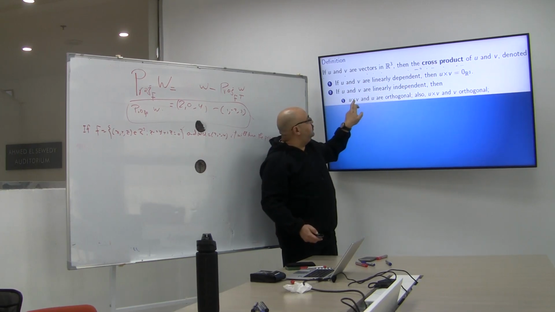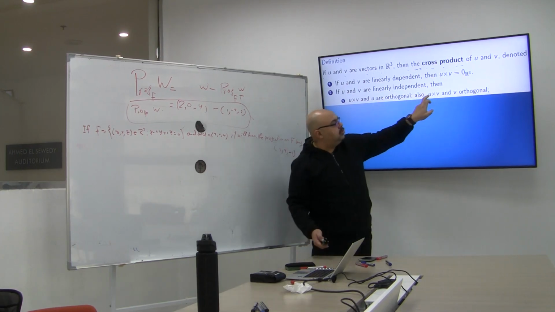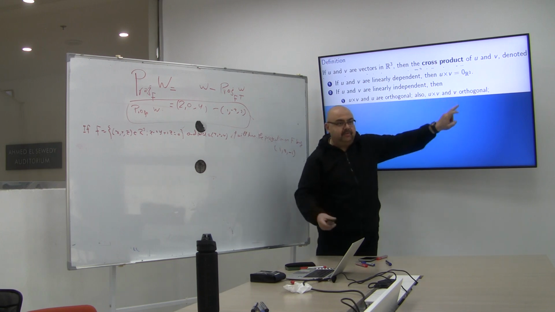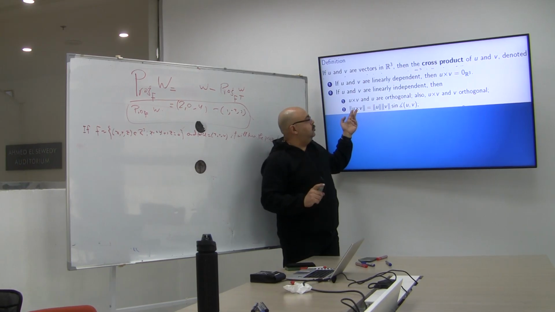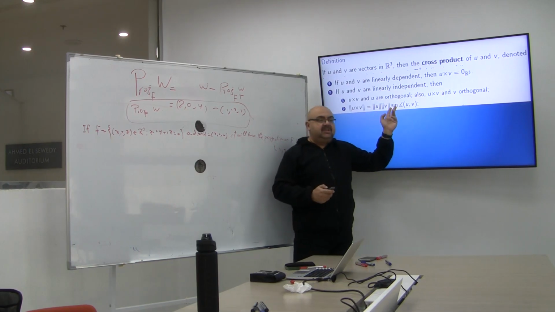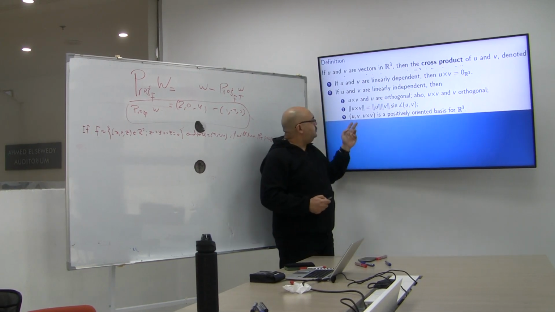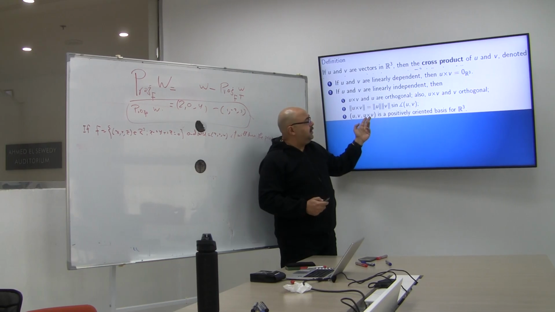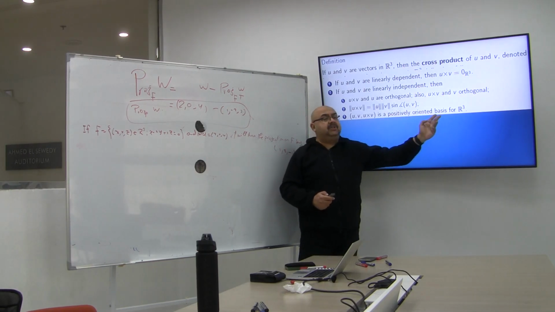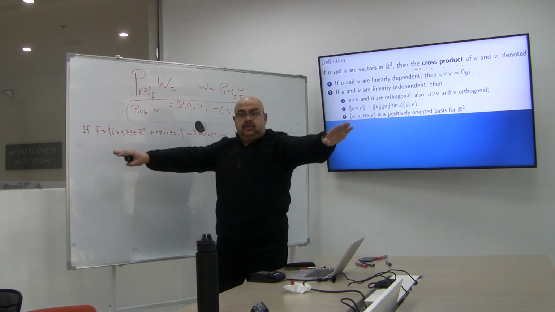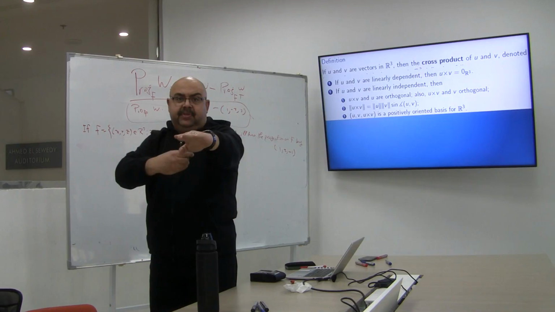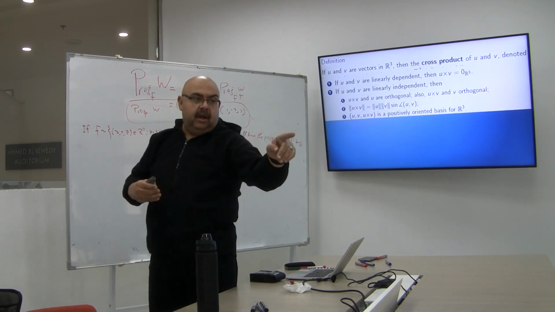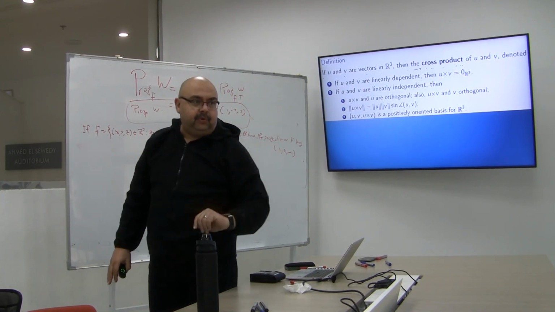And the second remark, if u and v are linearly independent, then you will have a perpendicular vector. Okay? Then u cross v and u are orthogonal, and u cross v and v are orthogonal. It's orthogonal to both of them. The magnitude of the cross product vector is equal to the magnitude of u times the magnitude of v times sine the angle between both of them. And u, v and the cross multiplication is a positively oriented basis for R3. So if I have two vectors that are linearly independent, and they make a cross multiplication, I will get the third one. With them, it's going to be a basis for R3.